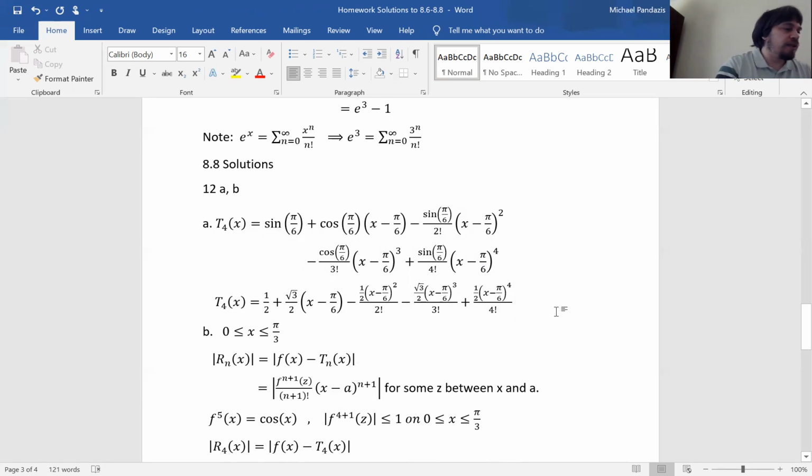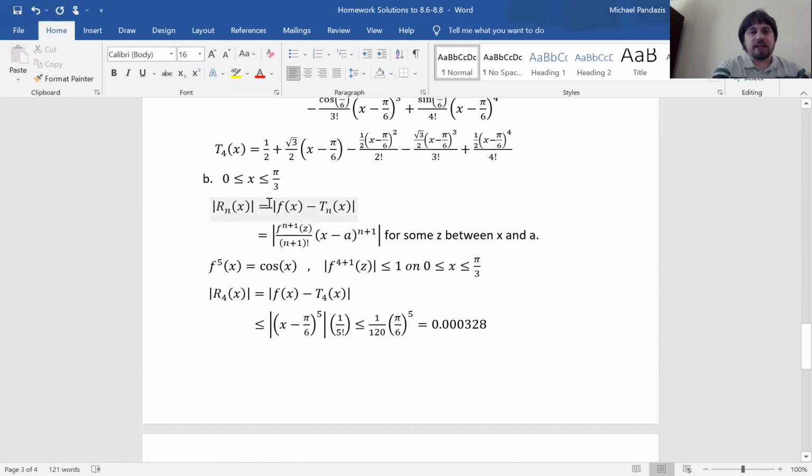For part B, it says use Taylor's formula to estimate the accuracy of the approximation. This is unaffected by that change, because what it's saying is that the absolute value of the difference between the actual value and our approximation is equal to the absolute value of the next term evaluated at z, for some z between x and a. Since this was t sub 4 of x, we're going to need the fifth derivative of our function f of x, that's cosine x. The absolute value of cosine x is always less or equal to 1, so this can be bounded above by 1 on this interval of x values.